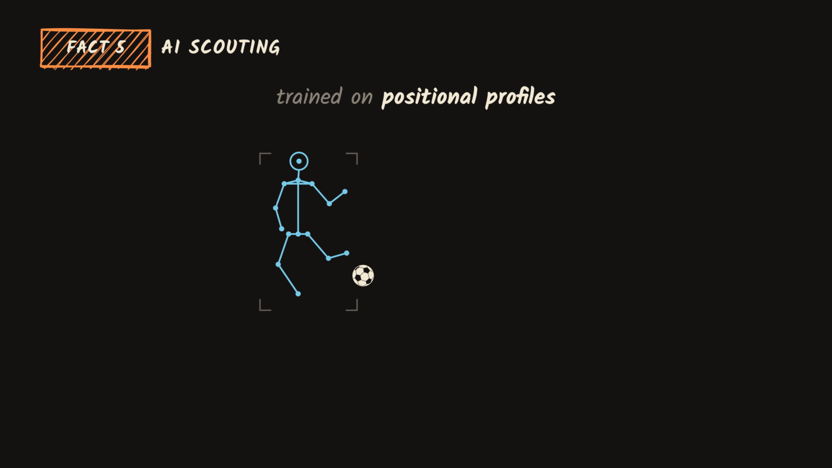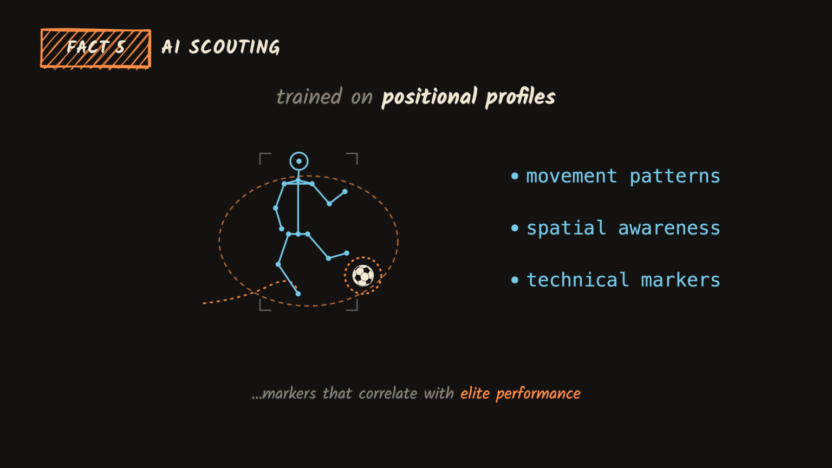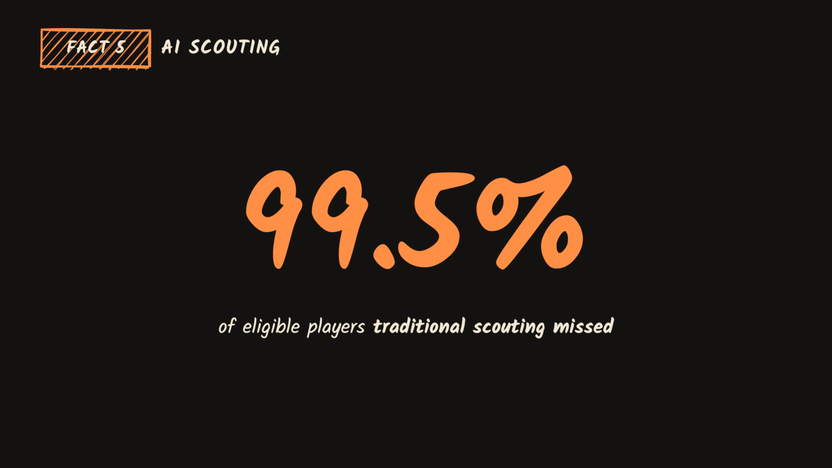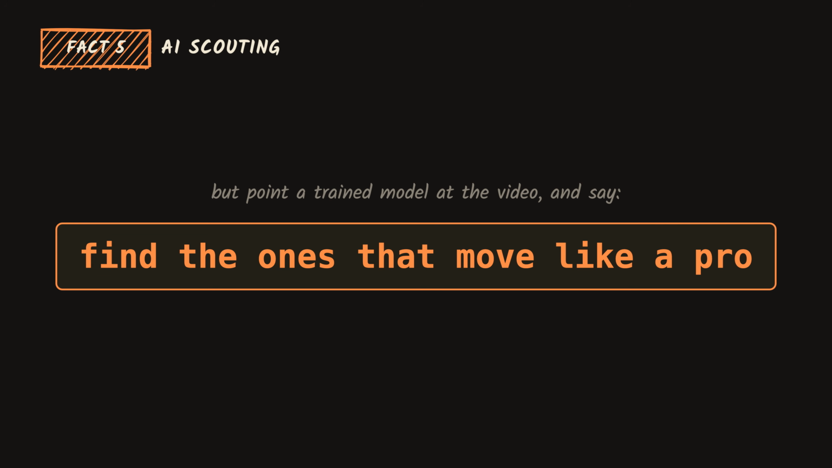The AI is trained on positional profiles. It watches for specific movement patterns, spatial awareness, technical markers that correlate with elite performance. And it watches every feed, everywhere, at the same time. Traditional scouting excluded, by their own estimate, 99.5% of eligible players. You can't send a human scout to every youth game in Lagos and Leipzig and Lima. But you can point a trained model at the video and say, find the ones that move like a pro.